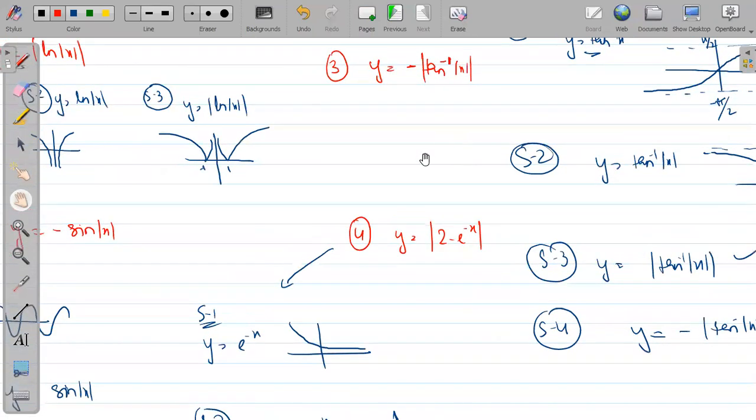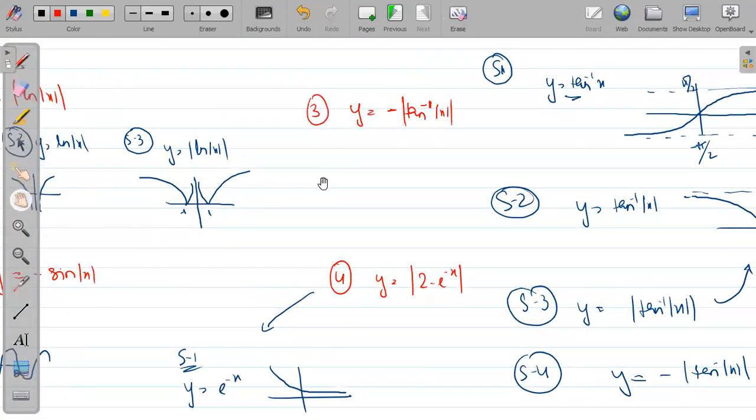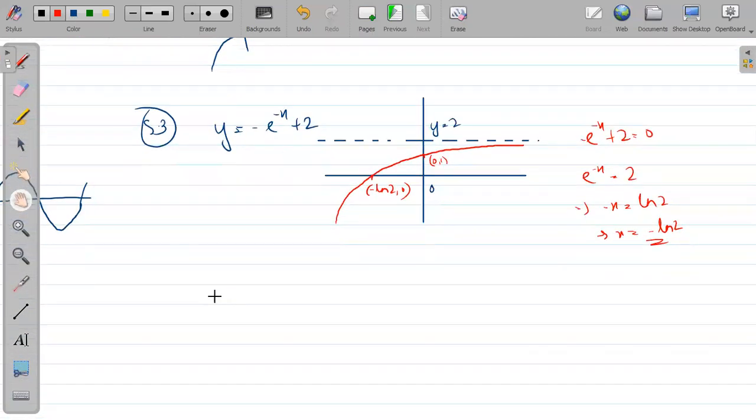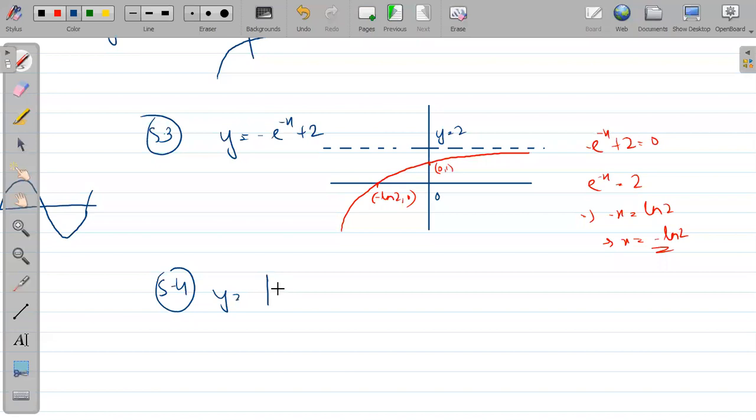Step number 4: you have to put mod over it. On putting mod over this part, 2 minus e to the power minus x, what will you get? Whatever there is in the negative y part will be taken as an image. Correct or not? Yes, sir. Correct only. Let me tell you how I am going to take the image.